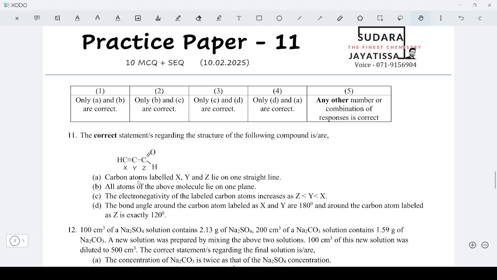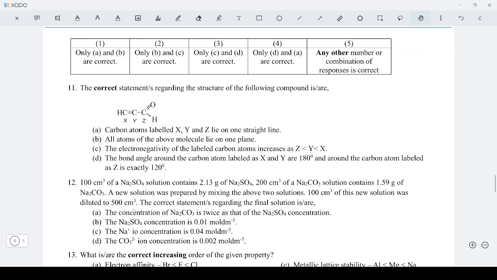So these questions are ABCD type questions. If you go to the 11th question, you can see it's asking for the correct statement regarding the structure of the following compound. There is a compound, and you can see that 3 carbon atoms of that compound are labeled X, Y, Z. So let's see what the statements are. Carbon atoms labeled X, Y, and Z lie on a straight line. So we have to check whether that is true.